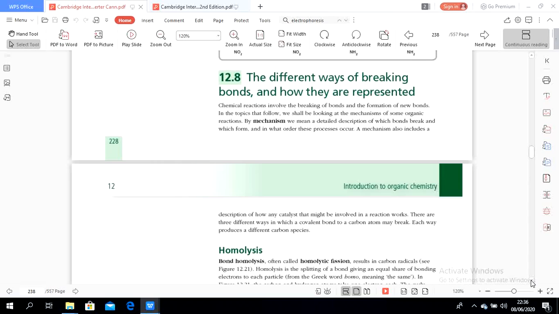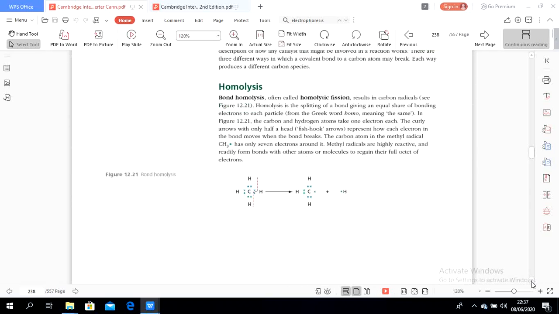Chemical reactions involve the breaking of bonds and the formation of new bonds. In the topics that follow, we shall be looking at the mechanism of some organic reactions. By mechanism, we mean a detailed description of which bonds break and which form, and in what order these processes occur. A mechanism also includes a description of how any catalyst involved in the reaction works. There are three different ways in which the covalent bond to a carbon atom may break. Each way produces different carbon species.